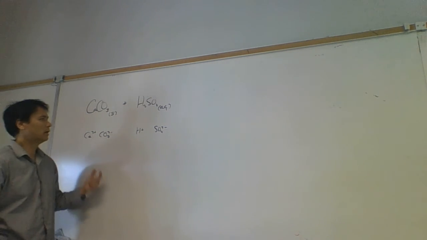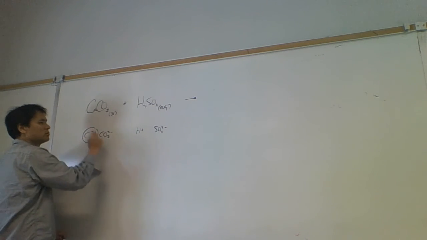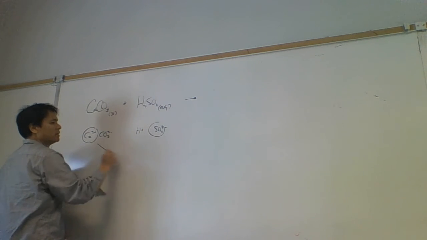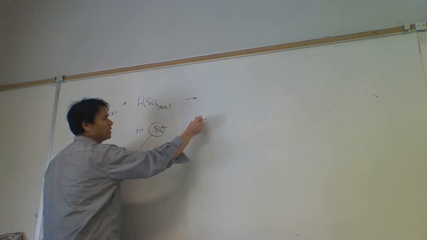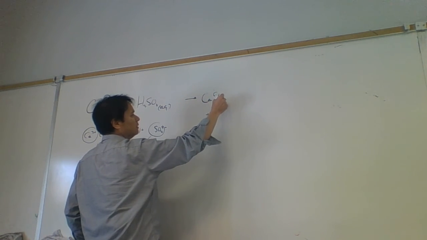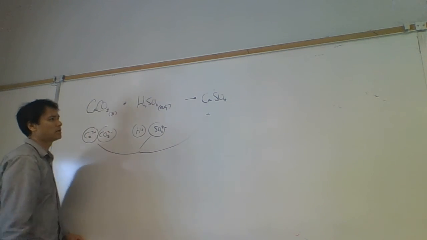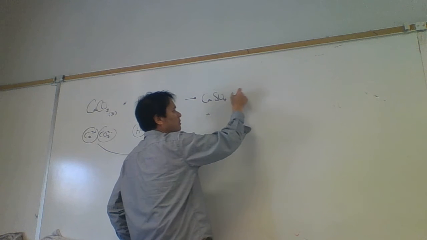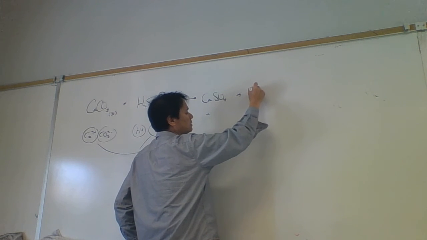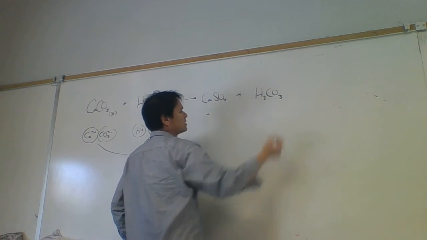And so looking at other ion combinations, we could try calcium ions with sulfate ions. If we do calcium ions with sulfate ions, we form calcium sulfate. And then we can try hydrogen ions with carbonate ions. Hydrogen ions with carbonate likes to form what? Carbonic acid.